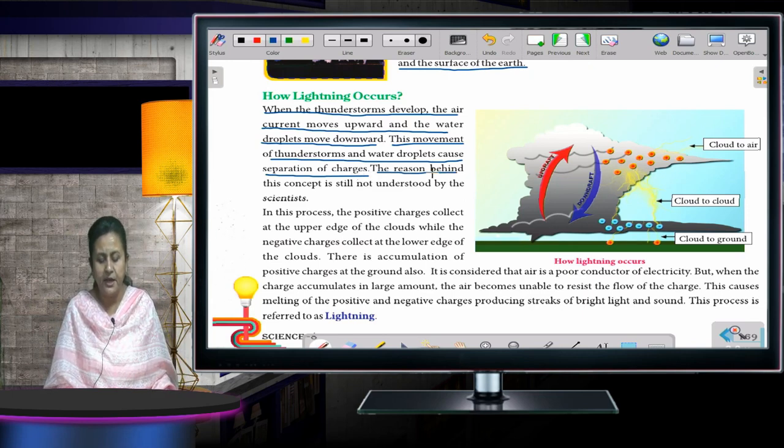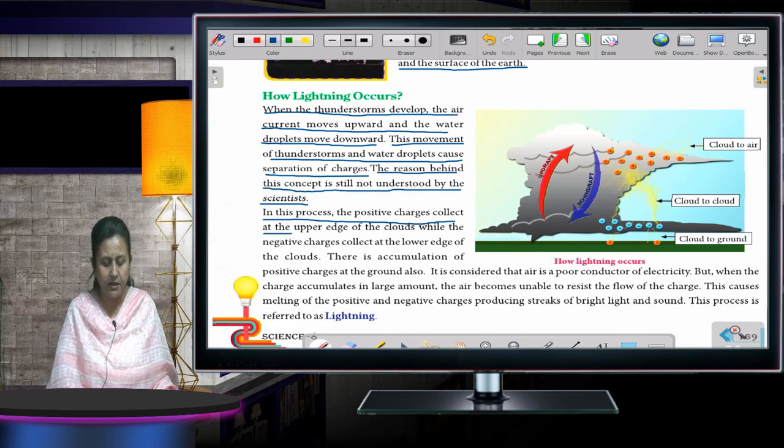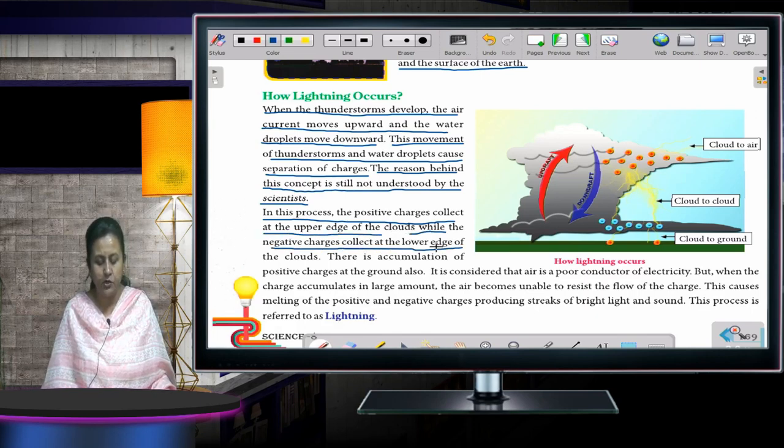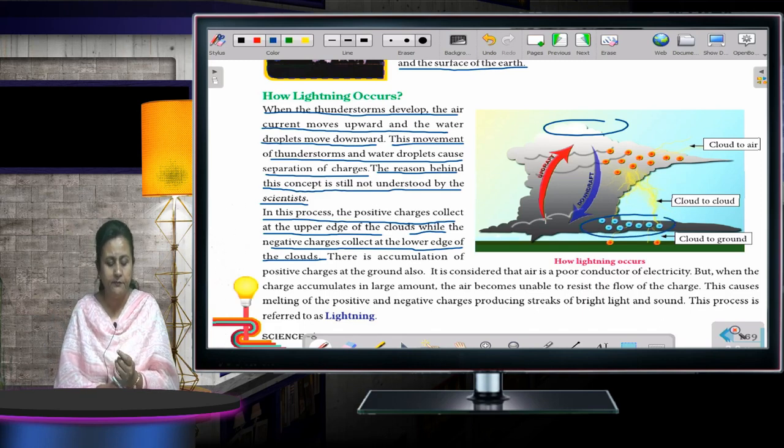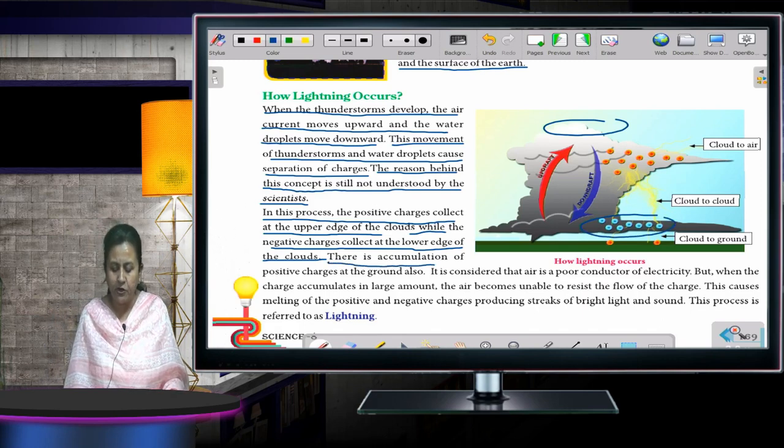The reason behind this is still not understood by scientists. In this process, the positive charge collects at the upper edge of the cloud, while the negative charges collect at the lower edge of the cloud. On the upper side, the positive would collect, and at the lower part, the negatively charged particles would collect. There is accumulation of positive charge at the ground also.